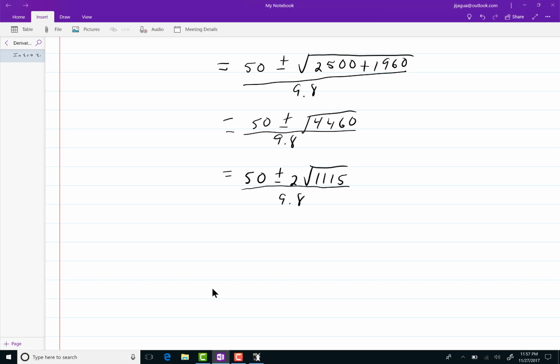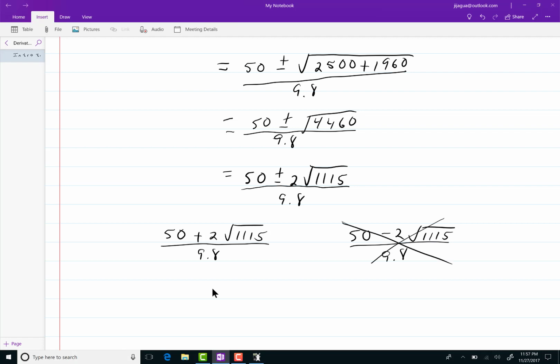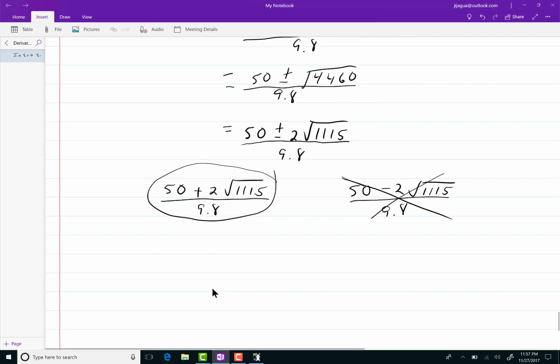Now notice you have two answers here. You have 50 plus 2 radical 1115 over 9.8. And you have 50 minus 2 radical 1115 over 9.8. Those get rid of this one over here. The second one will be negative. That corresponds to the left x-intercept. This is the one we want. That's the thing we want to plug into the velocity.